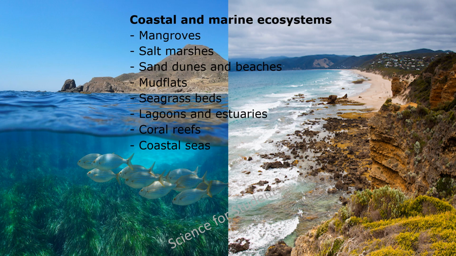Some coastal and marine ecosystems: mangroves, salt marshes, sand dunes and beaches, mud flats, seagrass beds, lagoons and estuaries, coral reefs, coastal seas. Here the lagoons and estuaries we normally take as brackish water environments, but they are near these coastal and marine ecosystems.